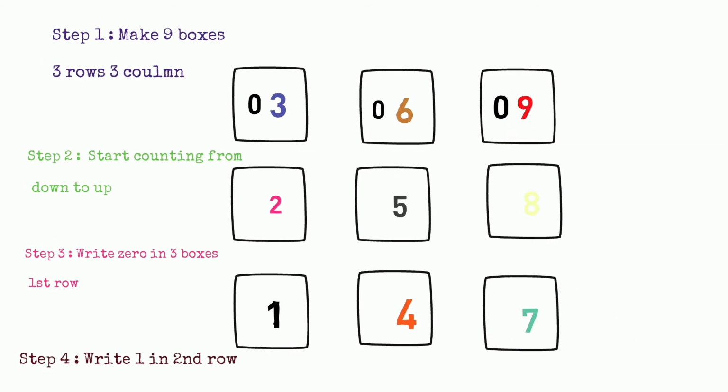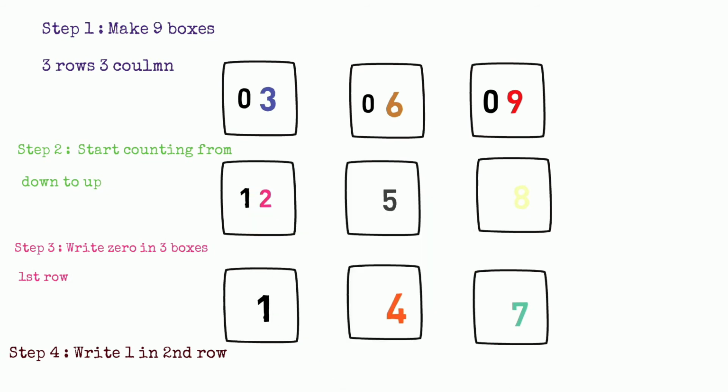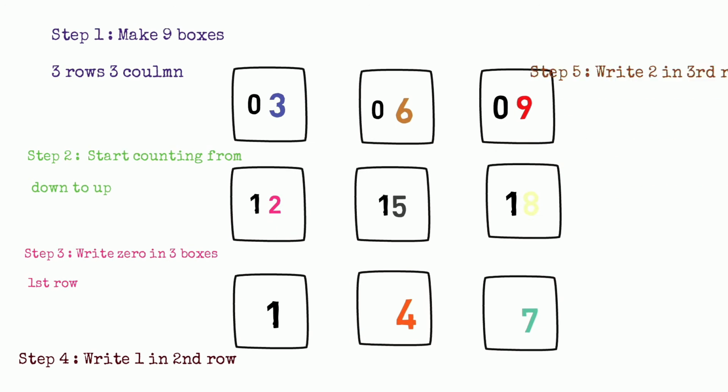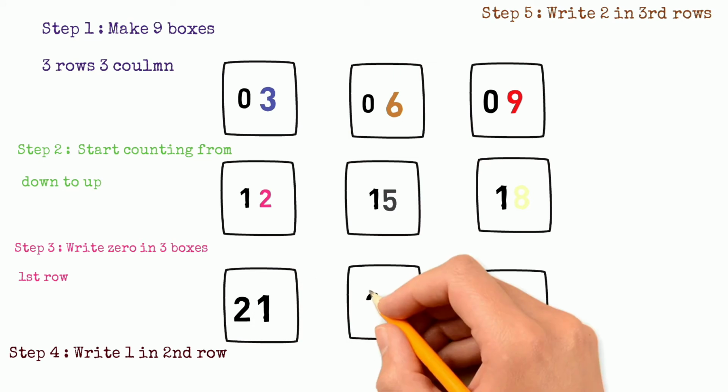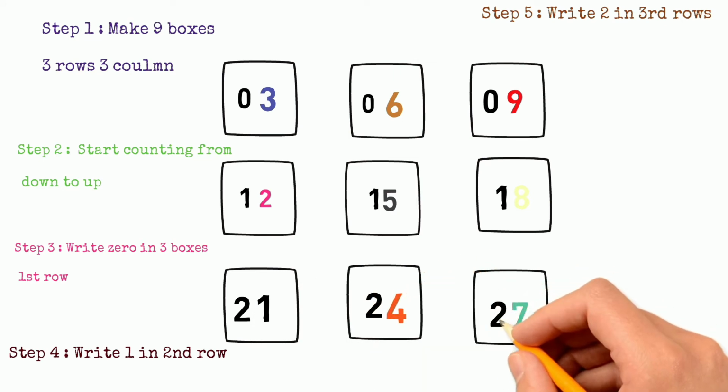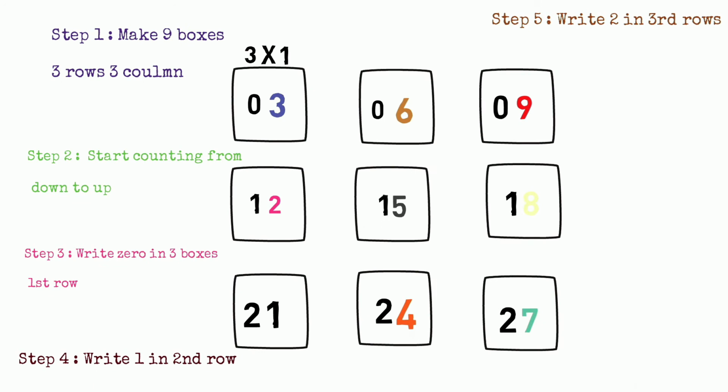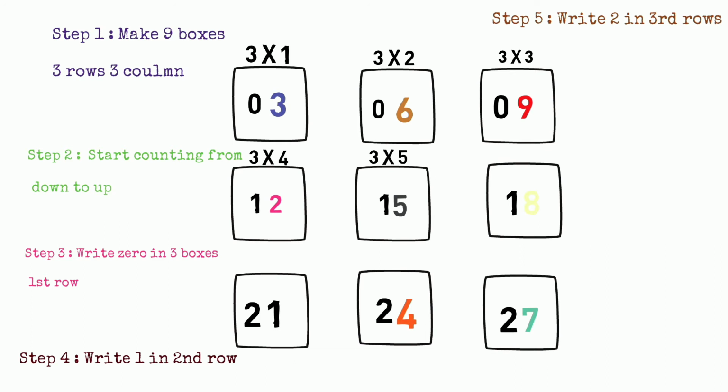Now step number 4, write 1 in second row. 1, 1, 1. Step number 5, write 2 in third row. 2, 2 and 2. Now complete the table. 3 times 1, 3 times 2, 3 times 3, 3 times 4, 3 times 5, 3 times 6, 3 times 7, 3 times 8, 3 times 9.